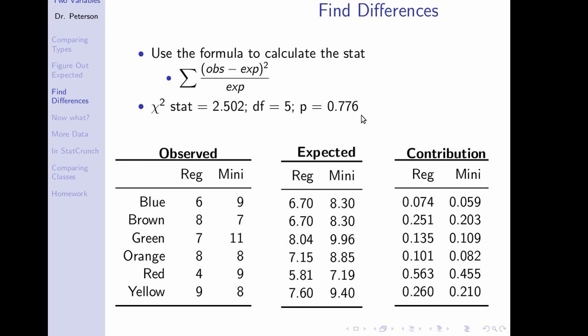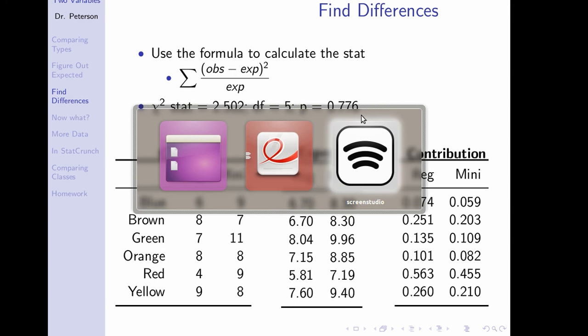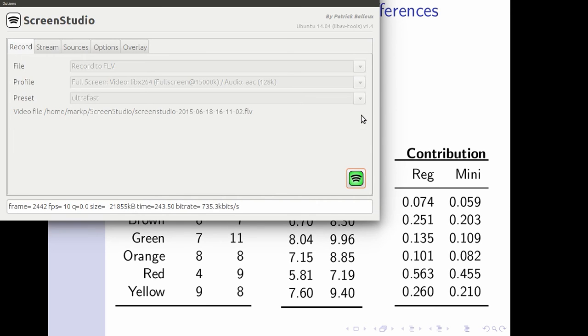The null hypothesis in this case, remember, is that there is no difference between the distribution of regular and mini M&M colors. Now in StatCrunch, we can do this, but I will put that in a separate video.